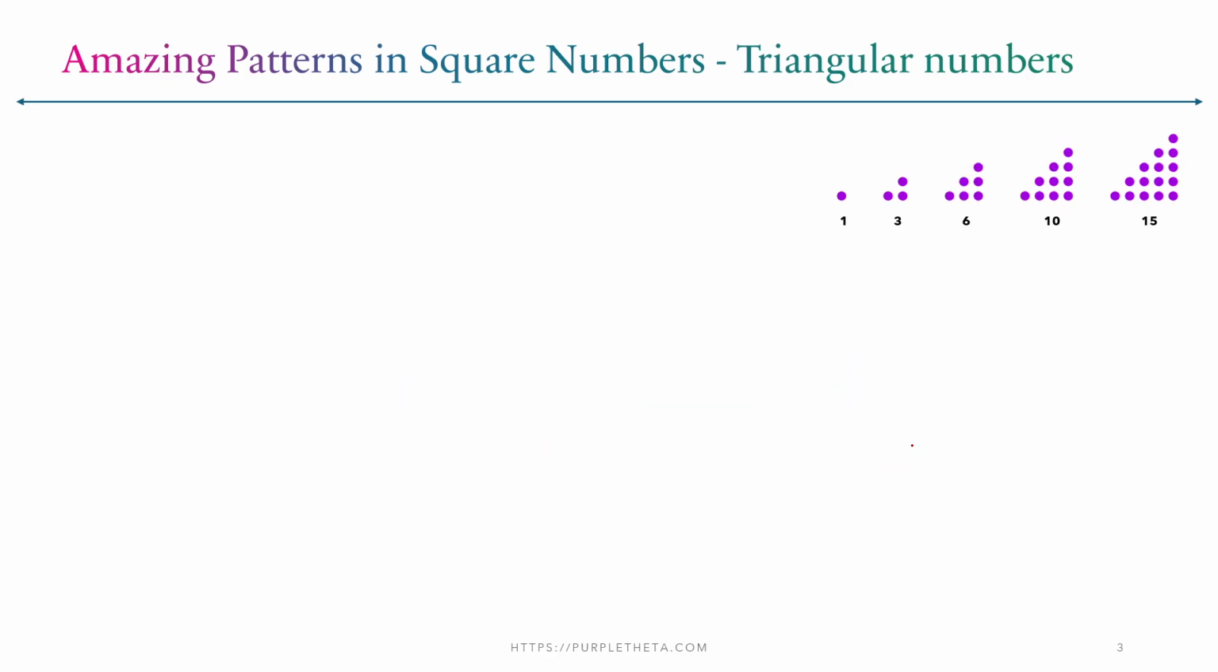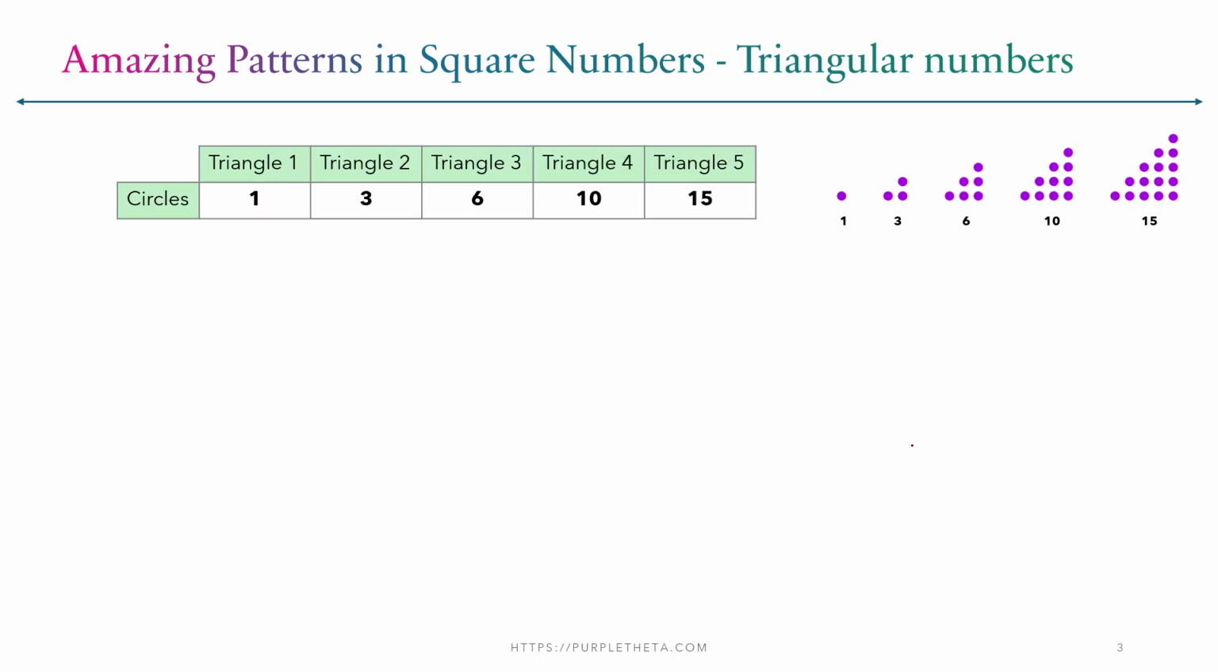Okay, now let us add the number of circles in consecutive triangles. In this table I have written the number of circles. As we have seen in the previous slide, triangle 1 has 1 circle, triangle 2 has 3 circles, as you can see here also. Triangle 3 has 6 circles. After that we have 10 circles and 15 circles in triangles 4 and 5 respectively, right? Okay, so did you notice a pattern on the square number?